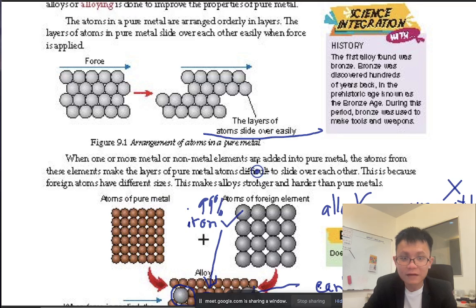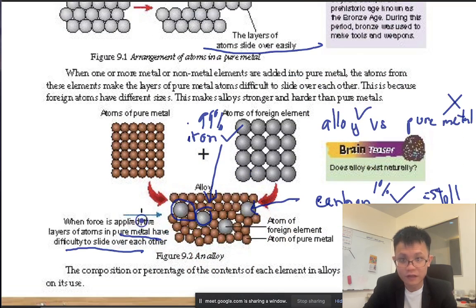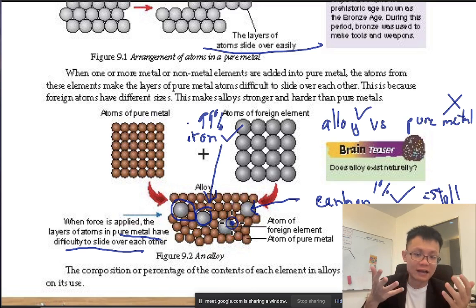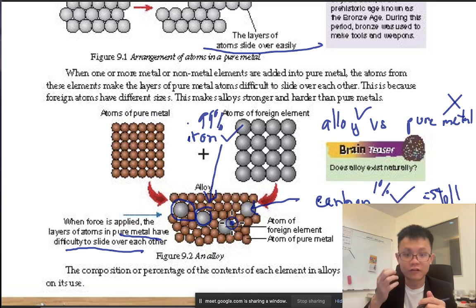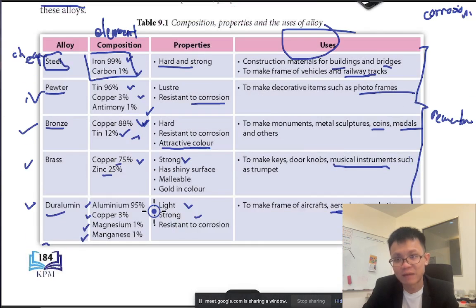So why is it stronger? Because it has other atoms, not pure metal, but other atoms added to it. So with them added, the atoms are difficult to slide. So the keyword is difficult to slide. Why is alloy stronger? Because it has foreign atoms that help the atoms not to slide against one another. But of course, alloy is sometimes more expensive.